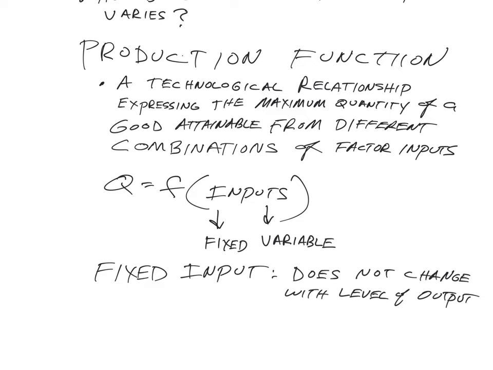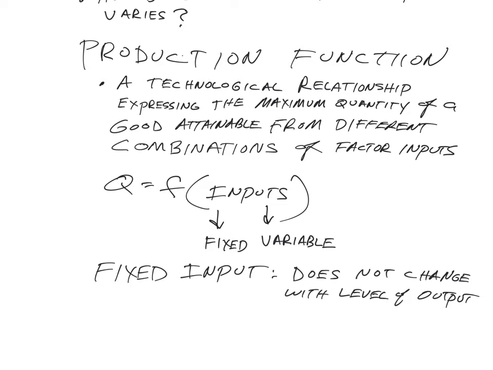Okay, so examples of fixed input would be factories, heavy machinery, land, that kind of thing. So once the factory's in place, if you produce one unit or 1,000 units, the factory is fixed. You've got it right there. Okay, an acre of land, whether you grow 10 acres of corn or 1,000, or, well, you can tell I don't grow corn. If you have 10 acres of land and you grow one bushel of corn or a zillion, you still have that fixed input, that acreage of land. So that just stays solid.